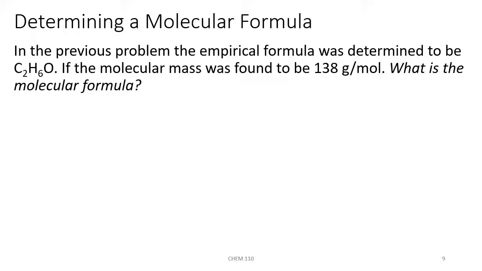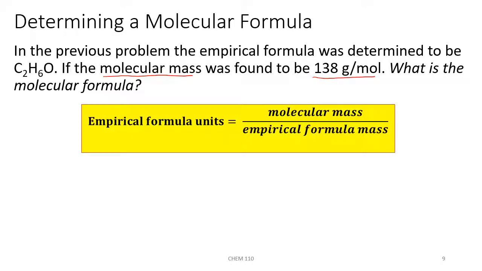And just a refresher on how to find the true molecular formula after you've figured out an empirical formula. In the previous example, we found the empirical formula was C2H6O. If the molecular mass of the true compound was found to be 138 grams per mole, what is the molecular formula? We have to take the molecular mass and divide by the empirical formula mass to figure out how many empirical formula units were contained within our molecular formula. Once we knew the number of units, we could multiply our empirical formula through by that number.